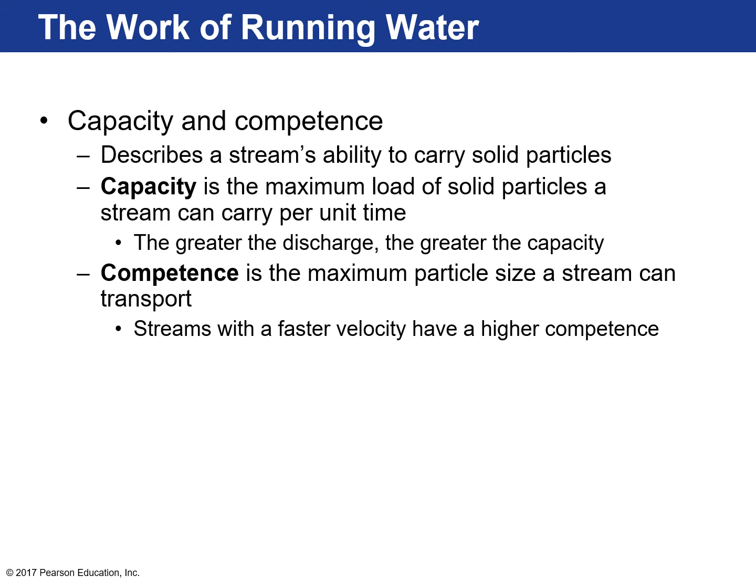Competence has to do with the maximum particle size. So the Mississippi River, although it's so big and there's a lot of volume of water, its competence isn't that high. It's not very competent because it can't carry larger particles. Other rivers that are faster flowing and more turbulent are more competent because they can carry larger sized particles.